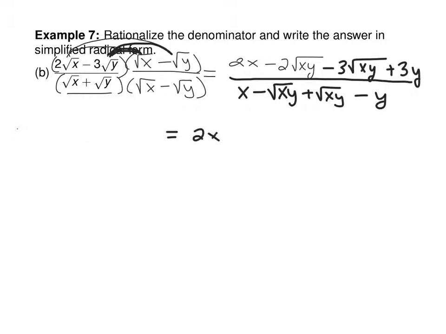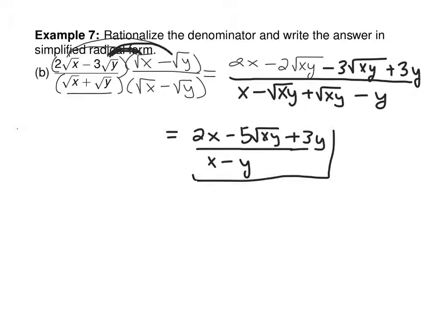x plus y. Well, that's the denominator. Yeah, but you have to be careful. You're almost right. x minus y. Details, man, details. Oh, because the minus carries, yeah. So 2x minus 5 root xy plus 3y all over x minus y. And there's no more square roots inside the denominator, so you've rationalized.